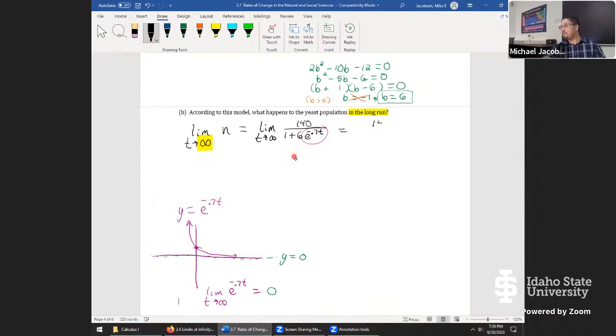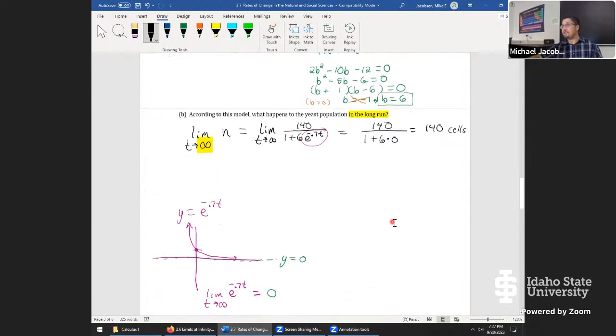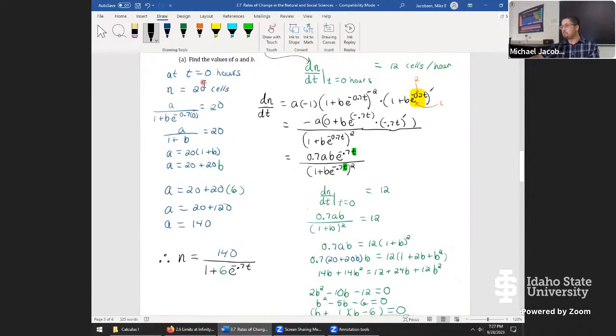This turns into 140 over 1 plus 6 times 0. So 40 cells, which if I take a look, yeah, it's the same value as A was as well. That was not a coincidence for this kind of function. So the long run behavior is it's going to settle down at 40 cells altogether. The initial amount of cells was 20.